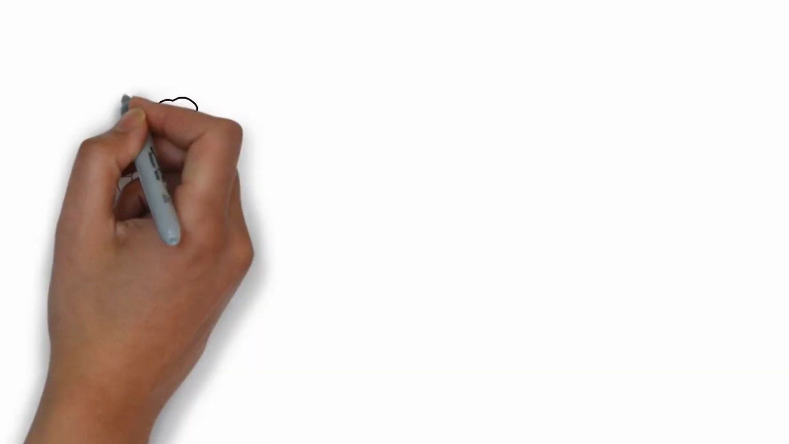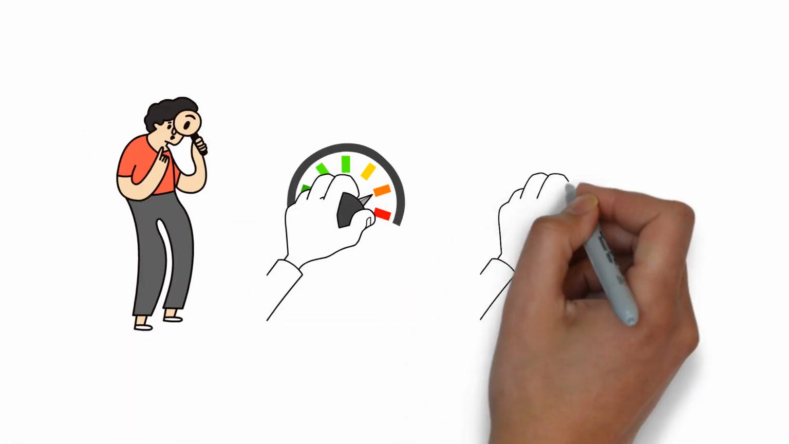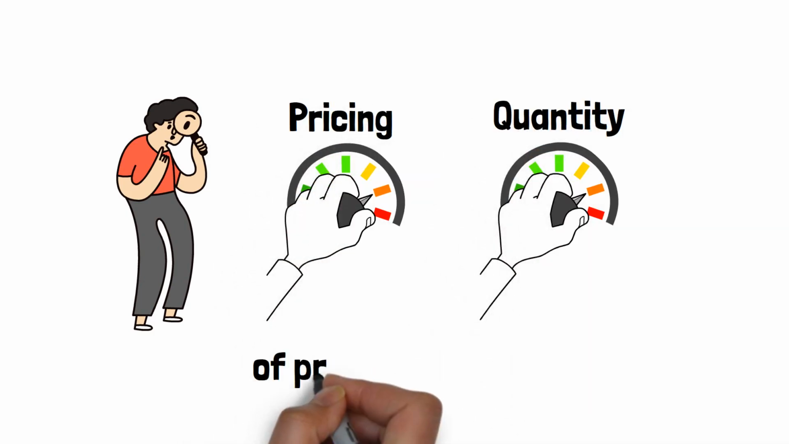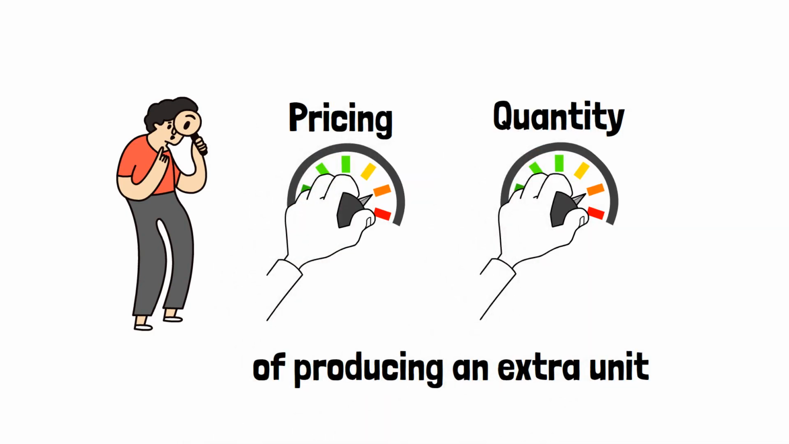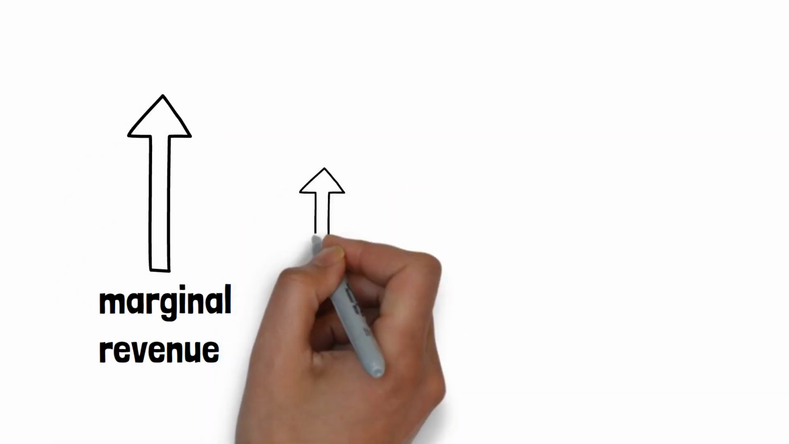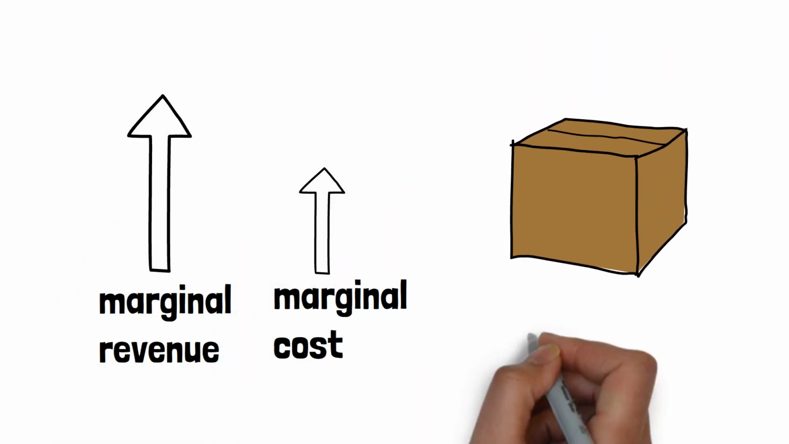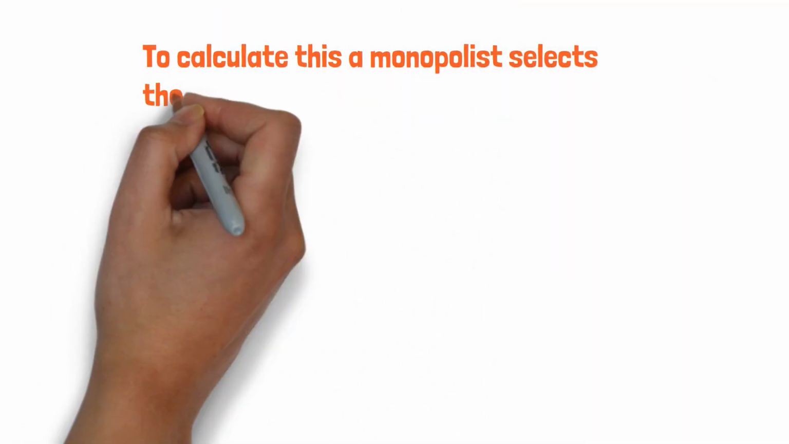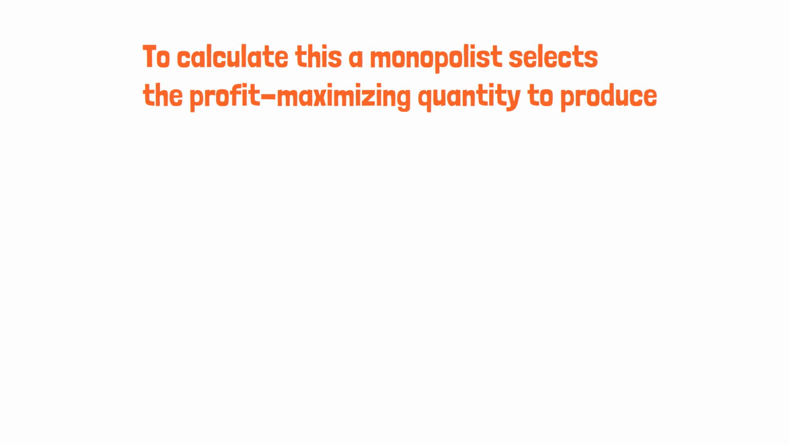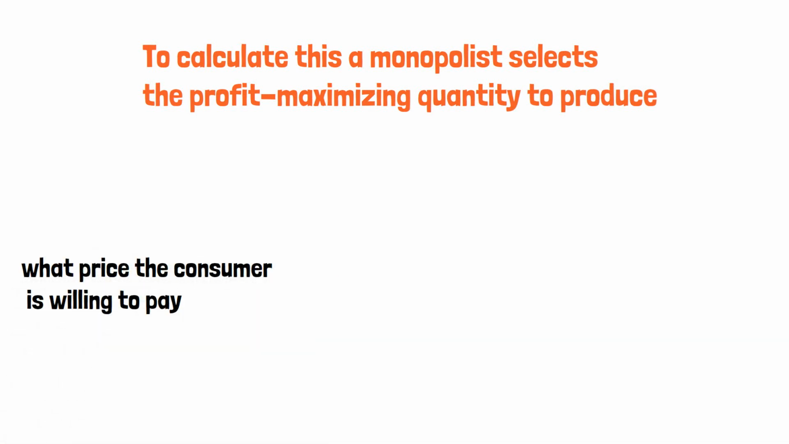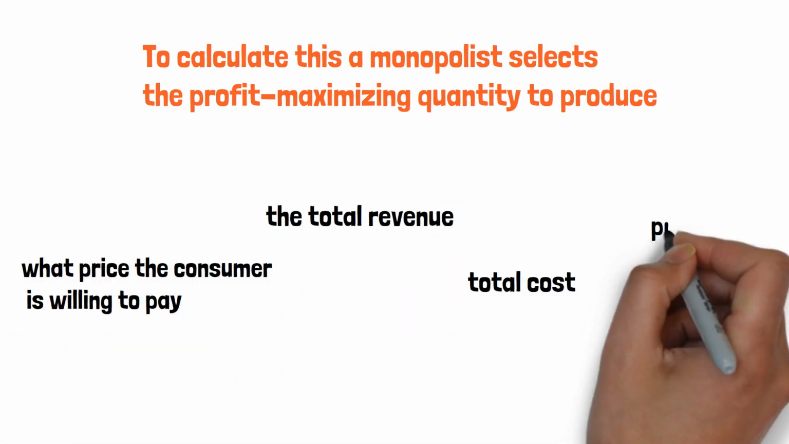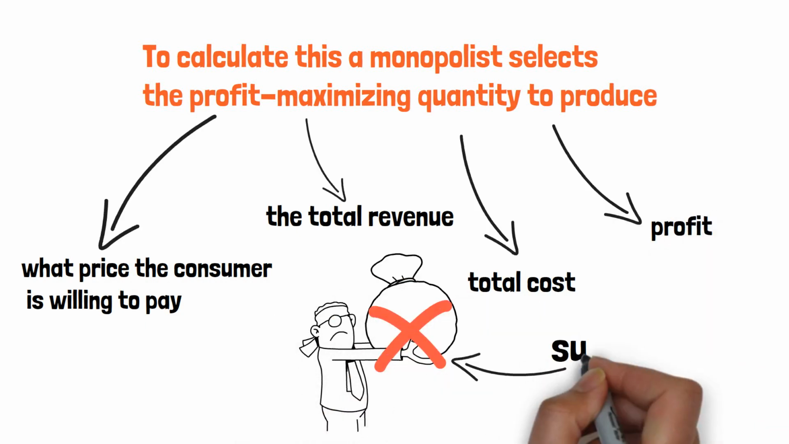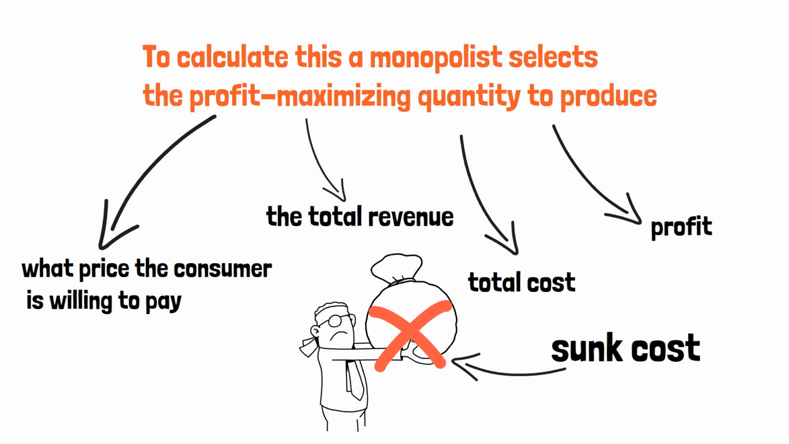cost. A monopolist can determine its profit-maximizing price and quantity by analyzing the marginal revenue and marginal cost of producing an extra unit. If the marginal revenue exceeds the marginal cost, then the firm should produce the extra unit. To calculate this, a monopolist selects the profit-maximizing quantity to produce, determines what price the consumer is willing to pay, the total revenue, total cost, and profit. A cost that has already been made and cannot be recovered is called a sunk cost.